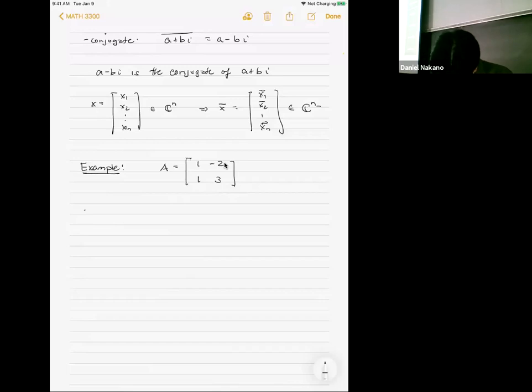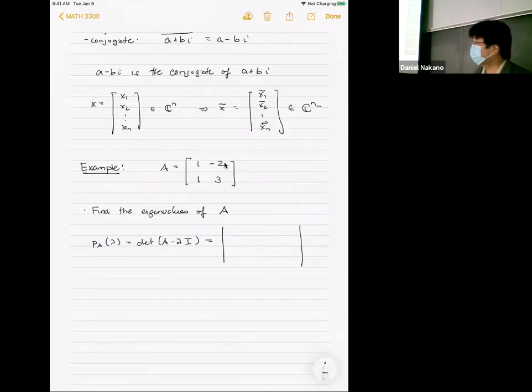First of all, I want to find the eigenvalues of A. Well, how do we do that? What should we consider? Good. We want to take the characteristic polynomial, which is the determinant of A minus lambda I. We subtract off lambda from the diagonal and then take the determinant. So I have 1 minus lambda, minus 2, 1, 3 minus lambda.